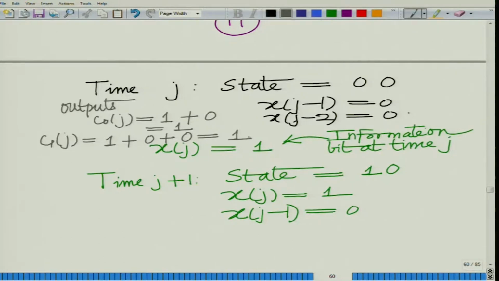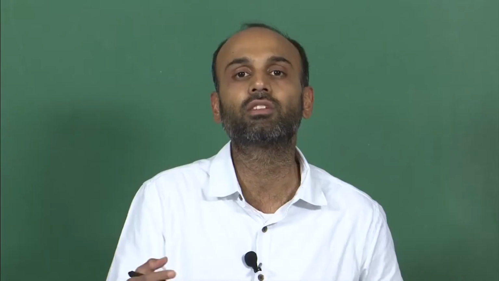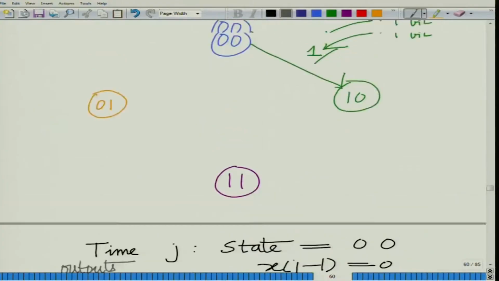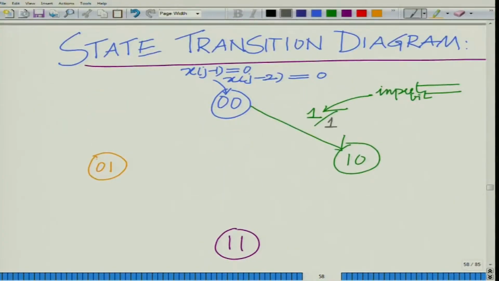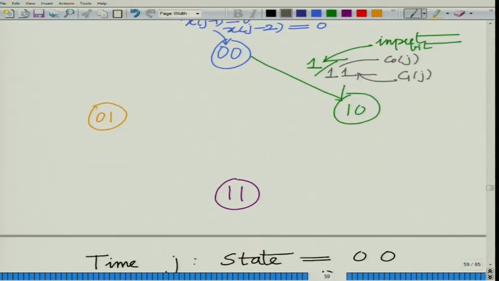We know the current information input bit, and we know the state. We know the state means we know x_{j-1}, x_{j-2}. Therefore, we can generate the code bits, and in this case both the code bits are 1. So, corresponding to input bit 1, we generate the code bits 1 1. This is code bit 0 of j, this is code bit 1 of j. So, in state 0 0, on arrival of 1, it transitions to 1 0 and generates 1 1.